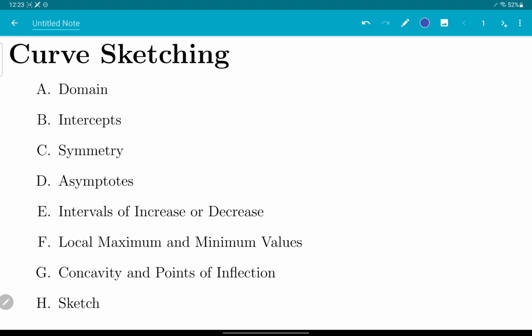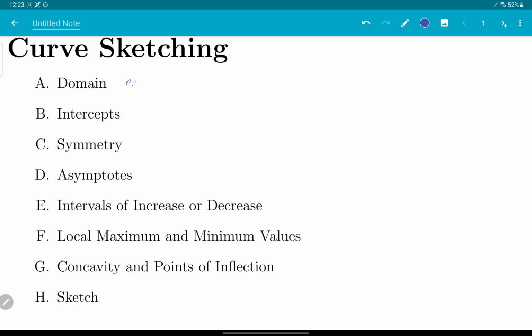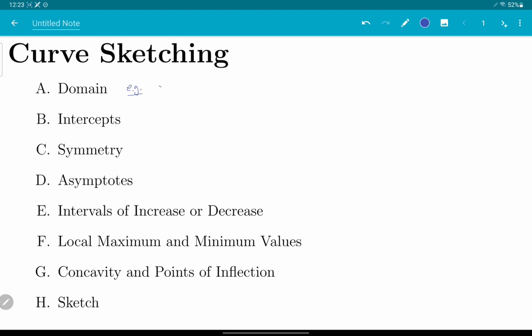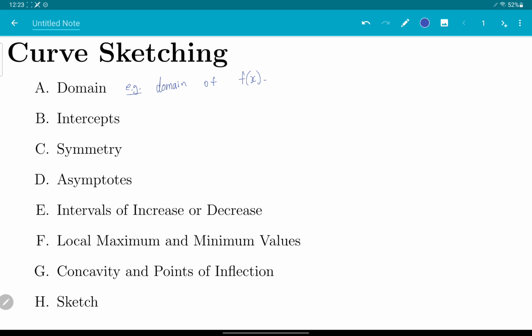So domain is pretty straightforward. You're looking at, for example, the domain of f of x equals root x is x bigger than 0, or you can write that as an interval 0 to infinity, and never include infinity. So domain of the function: the set of x values that I am allowed to plug in to the function.